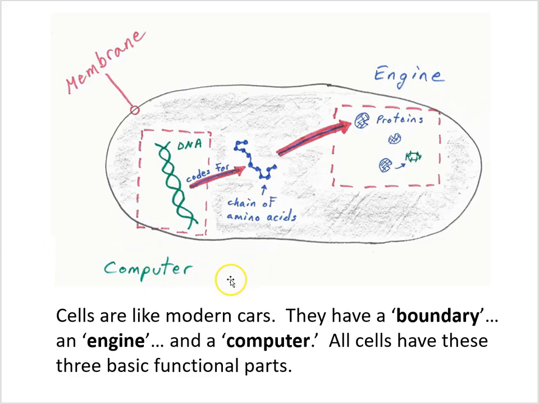We're going to use an analogy here that cells are like modern cars. They have a boundary, so that would be the body of the car. They have an engine. That's the metabolic engine carried out by proteins that are breaking down food molecules and building cell parts. And they have a computer, and we'll call that the DNA, the recipes for building the proteins. All cells have these three basic functional parts: boundary, a metabolic engine, and a computer.